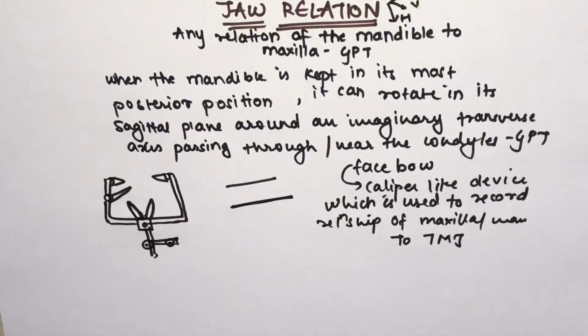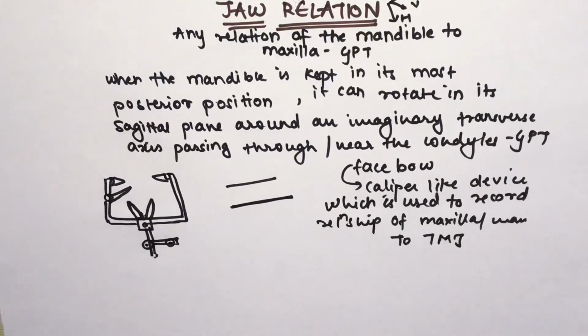So the face bows that have a condylar rod to record the true hinge axis are called kinematic, and the face bows that do not record the true hinge axis are known as arbitrary face bows. So arbitrary face bows are the main ones that we are using actually.